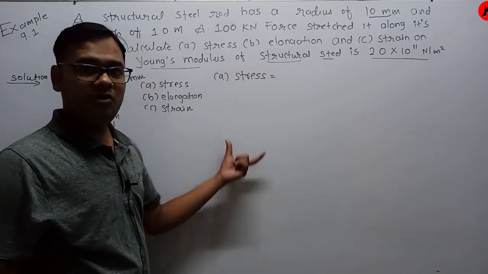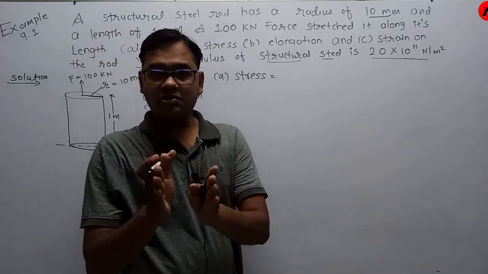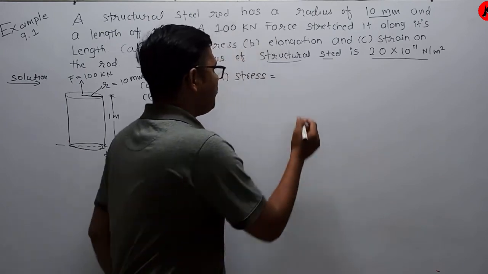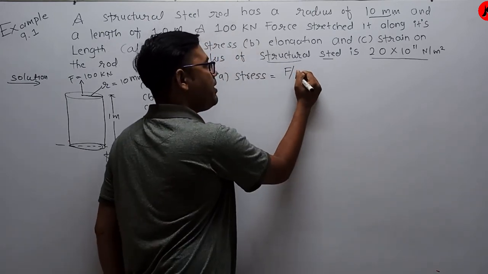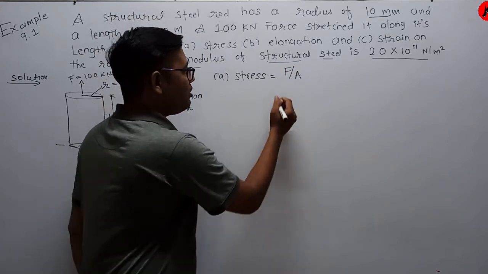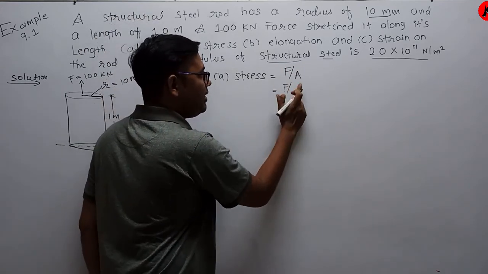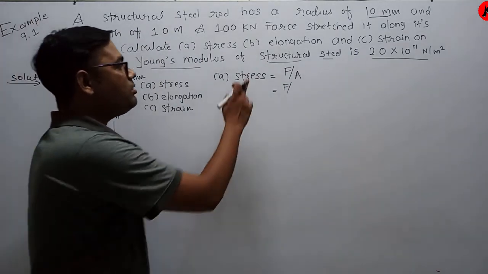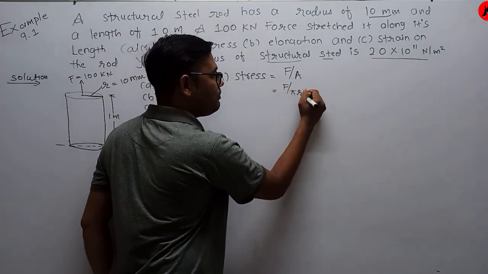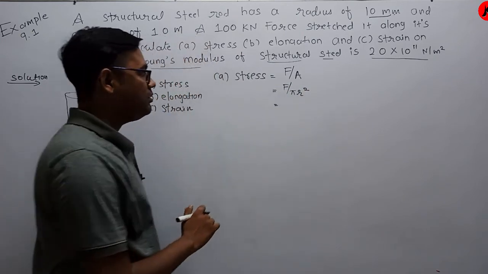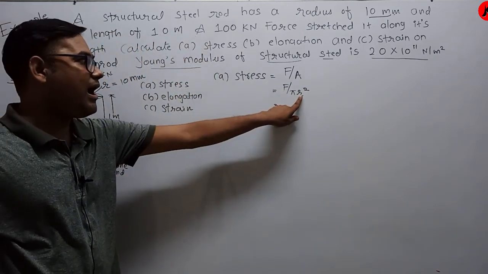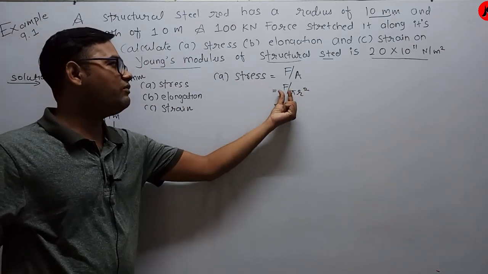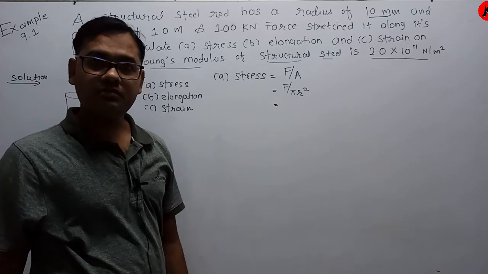We know stress is given by the force per unit area. So the equation of stress becomes F by A, right? From this equation, F divided by the area of the steel rod. What is the area of the steel rod? The area of the steel rod is given by the equation pi r square, right? And we have F and r, so we can easily calculate the value of stress by putting the values of F and r in this equation.